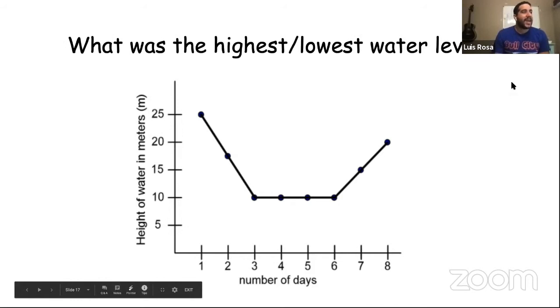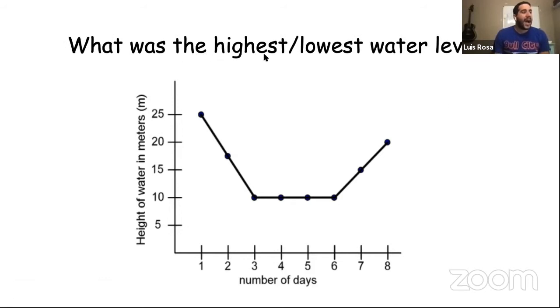What was the highest or lowest water level? So if I look at the highest, I'm obviously going to be looking at the meters. The highest that I can see here is 25. I don't see any other dot that goes past 25. So my highest water level was 25 meters.